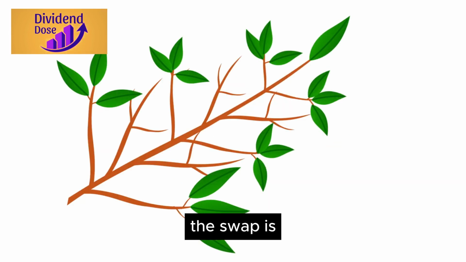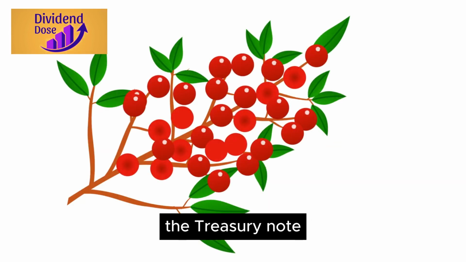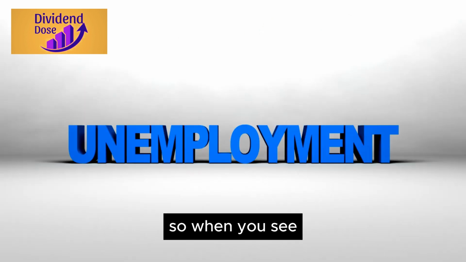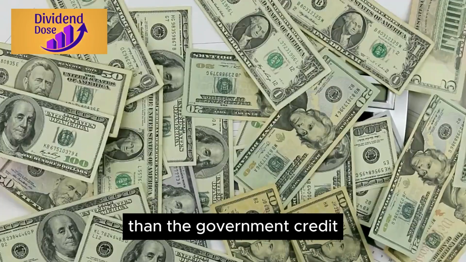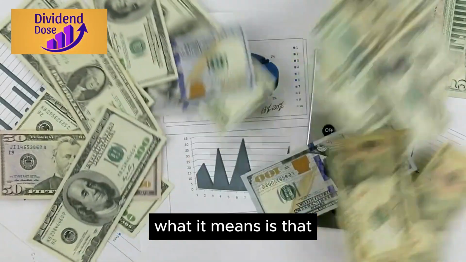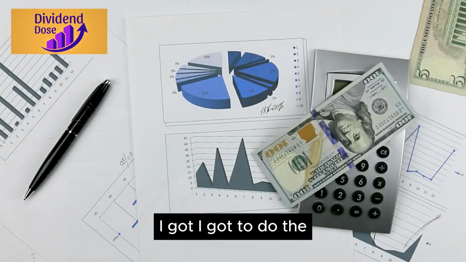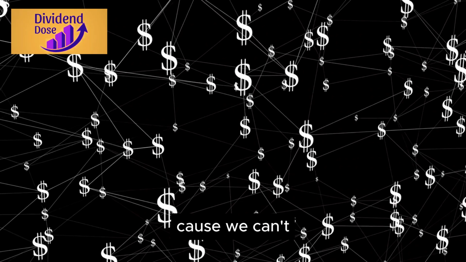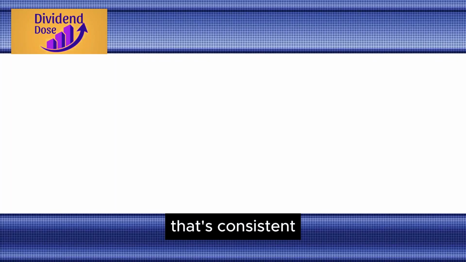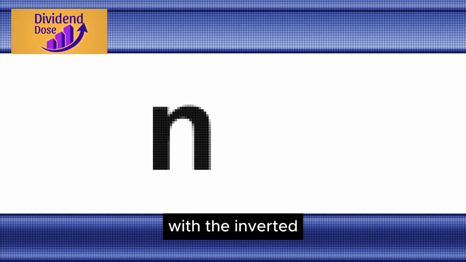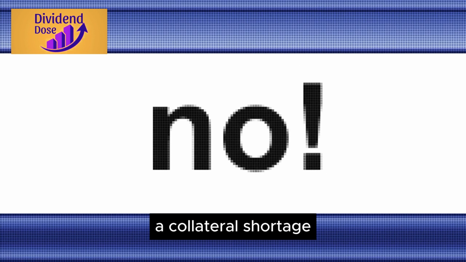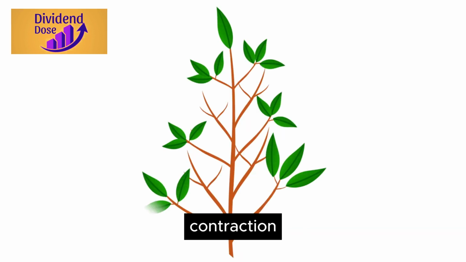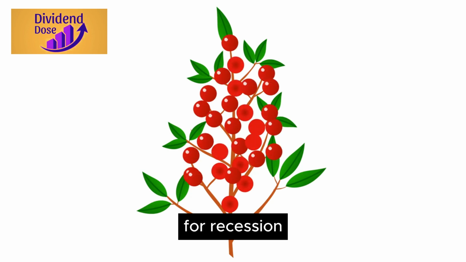Well, the answer is the swap is off balance sheet, and the treasury note, if I own it, I've got to put it on my balance sheet. So when you see negative swap rates, meaning the riskier credit is paying you less than the government credit, what it means is that the balance sheets are constrained. I've got to do the off balance sheet trade because we can't use up the balance sheets. That's consistent with what we just talked about with the inverted yield curves, which is there's a major credit contraction. There's a collateral shortage, a dollar shortage, and a credit contraction. That's not a recipe for recession? I don't know what it is.